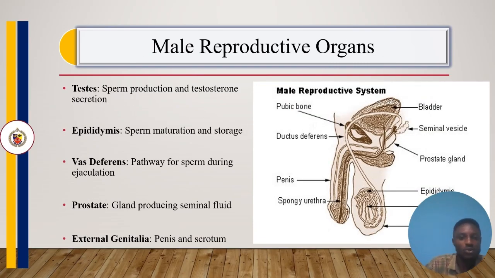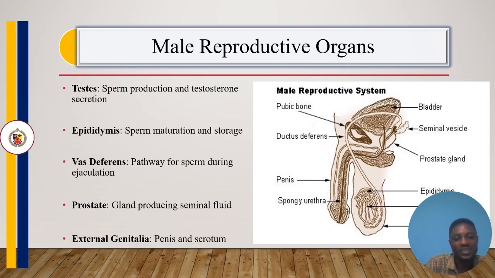So yeah, let's quickly also brush through the male reproductive organs. If you have any questions as this class goes on, I'm expecting us to drop any question we have in mind in the comment section, and it will be addressed. The male reproductive organs consist of the testes, epididymis, vas deferens, the prostate, and the external genitalia, and all of this works together in the process we call reproduction.